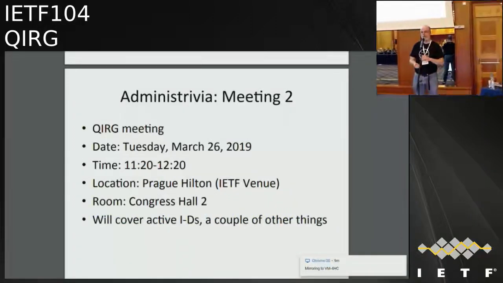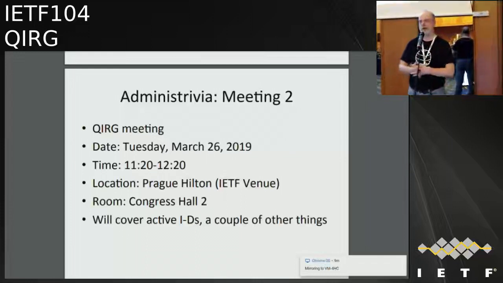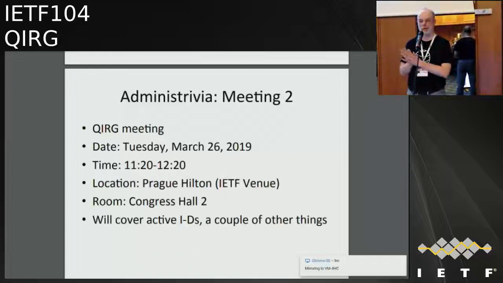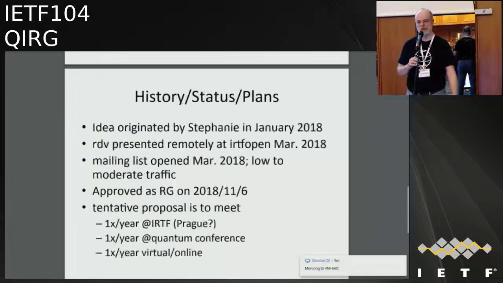And tomorrow will be 11:20. We'll be downstairs in Congress Hall for the working group meeting there, and we'll cover the active set of internet drafts, of which there are about 3, although they're not all correctly tracked in the system yet. There are at least 3 that are relevant to what we're doing, and a couple of other things. And let's see, next page.